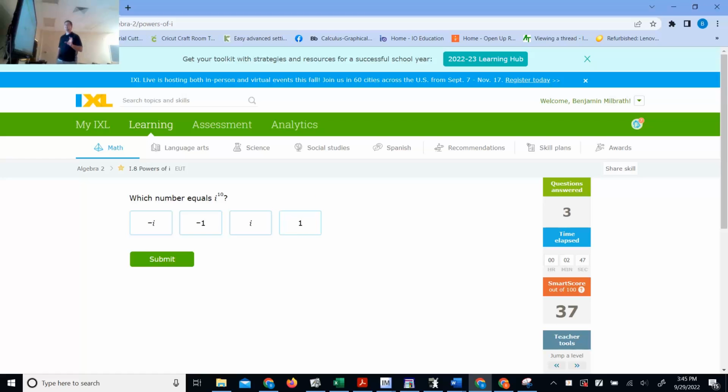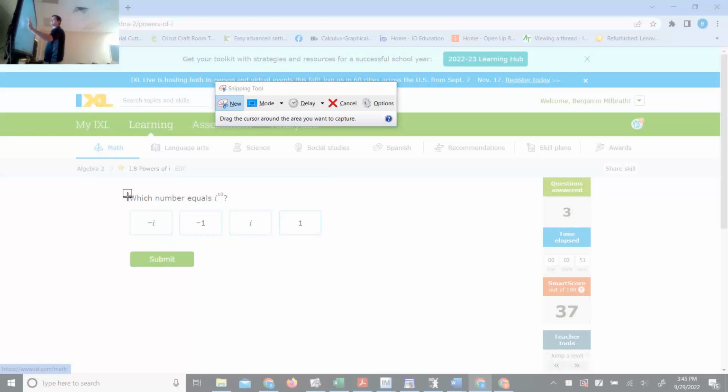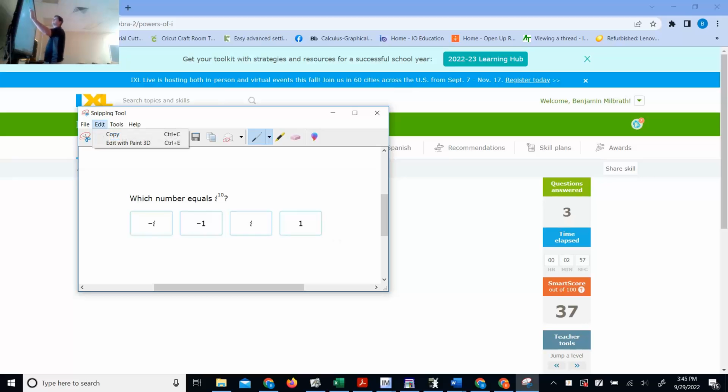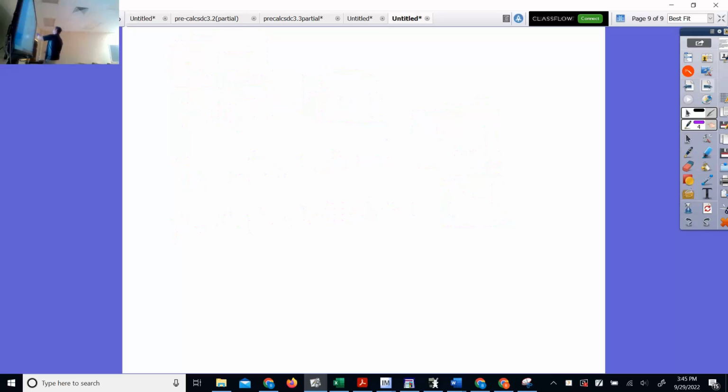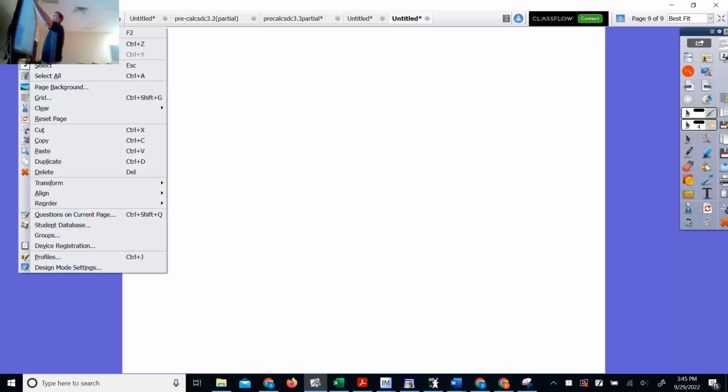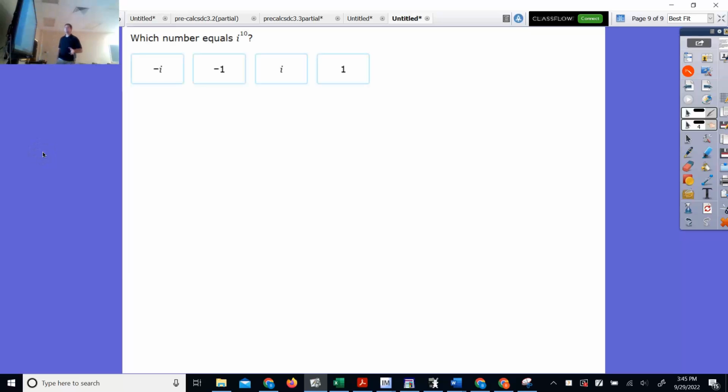Now, here's where it starts getting interesting. I to the 10th. So it's finally getting a little interesting. Now, here's how you're supposed to think of it, and then I'll talk to you about a shortcut, okay? I to the 10th is equivalent to I to the 4th times I to the 4th times I squared. That's what I to the 10th is, if you think about the exponents, because we have properties of adding exponents when we multiply together. 4 plus 4 plus 2 is 10 fingers, kids.